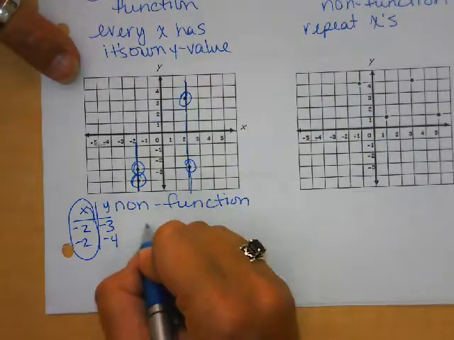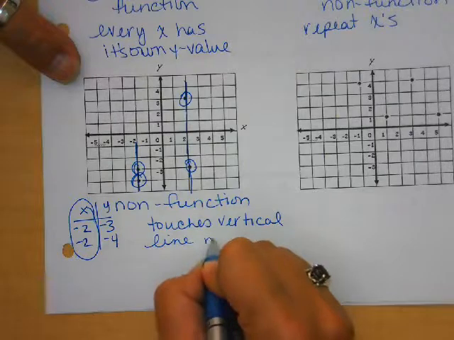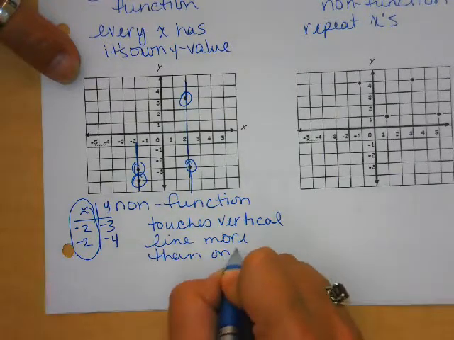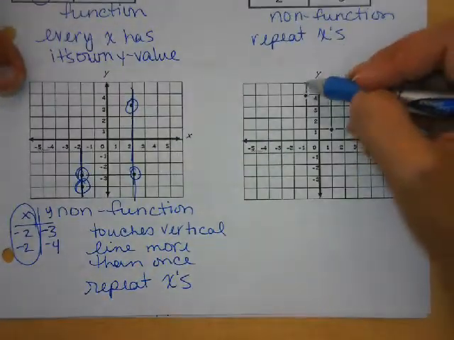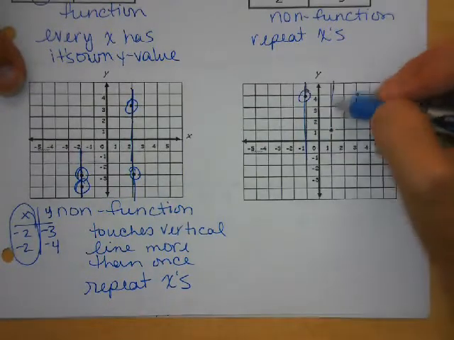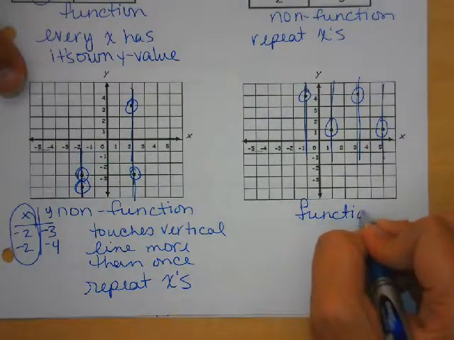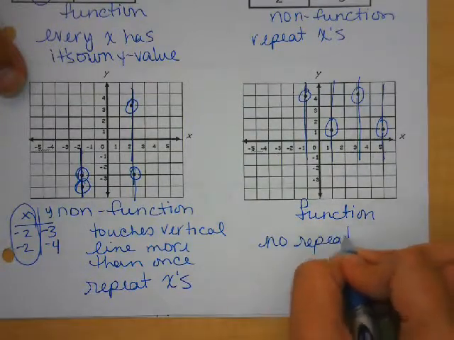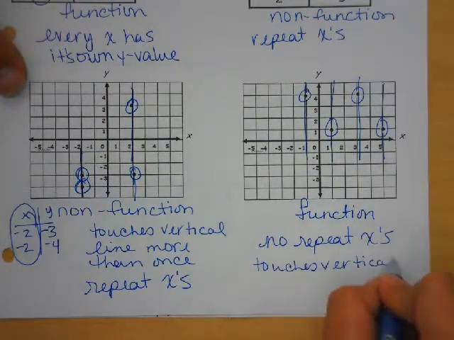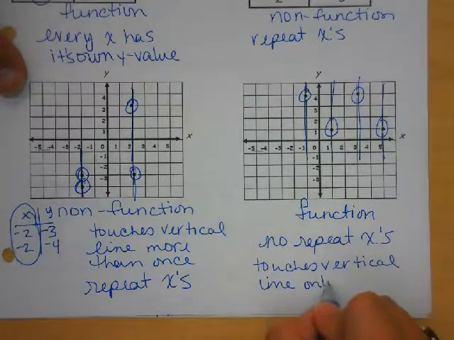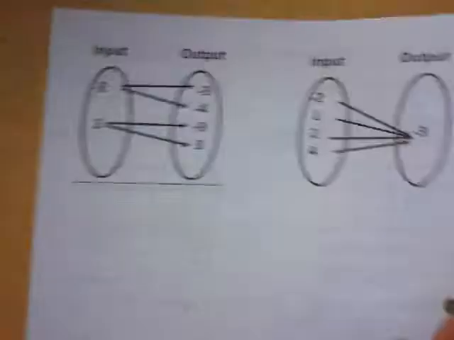So we can say touches vertical line more than once, or you can say it has repeat x's. Now, when you look at this graph, it only touches one time, one time, one time, one time. So this is a function. We have no repeat x's. Or you can say touches the vertical line only once.